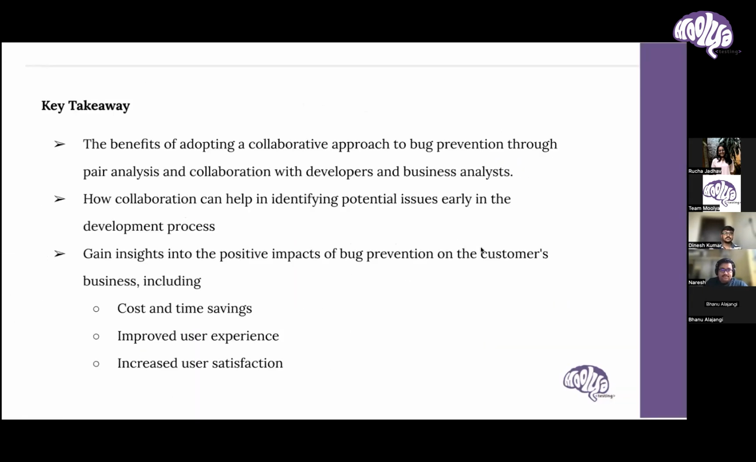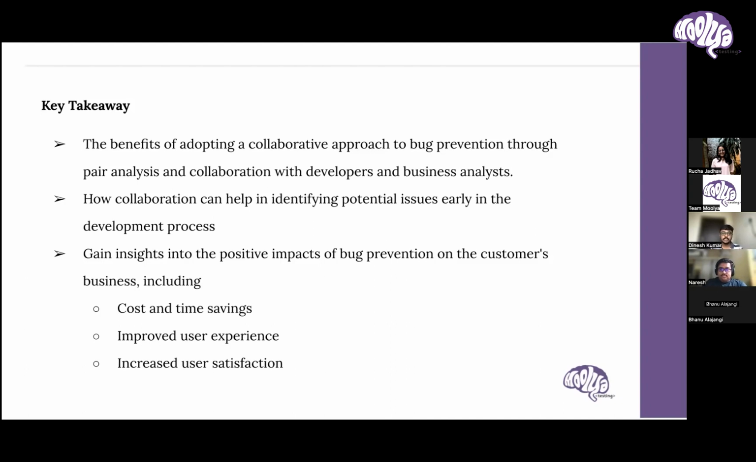Yep. So this would be the key takeaway: the benefits of adopting the collaborative approach, the pair analysis, and effective communication between developer, QA, and product, and gaining insight into the positive impacts of bug prevention, including cost, time, user experience, and user satisfaction. So we are explaining this particular prevention technique, not just implementing one project.